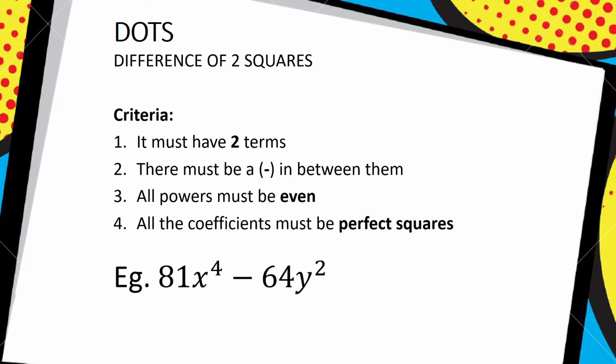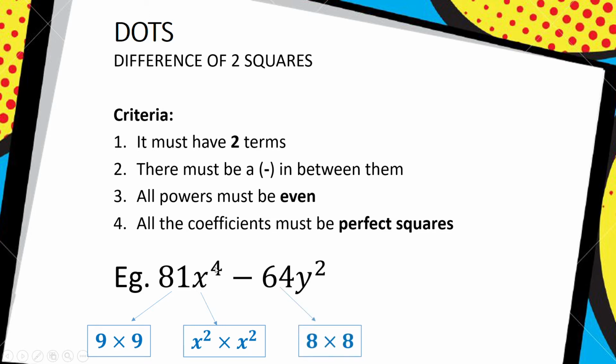Here's an example of DOTS, which is the difference of two squares. I can already see that 81 is 9 times 9, so the coefficient is a perfect square. x to the power 4 is x squared times x squared, so that's also a perfect square. I can see that my exponent is an even number. 64 is also a perfect square, and y squared is also a perfect square. And there's a negative in between the two terms, and there's only two terms. So I can clearly see that I'm working with DOTS.